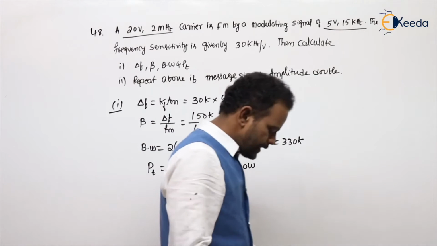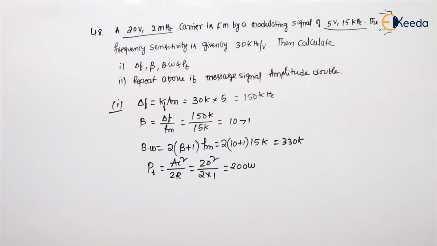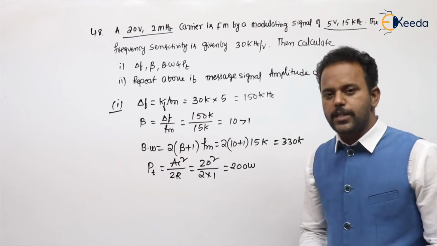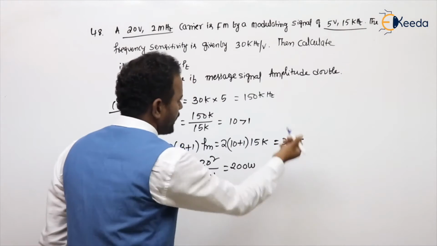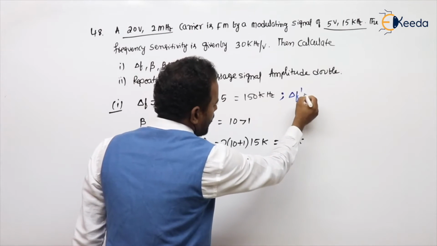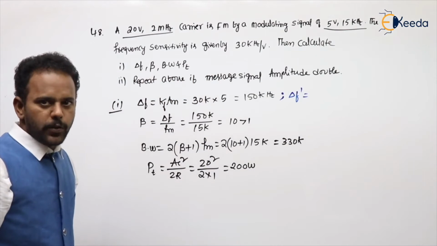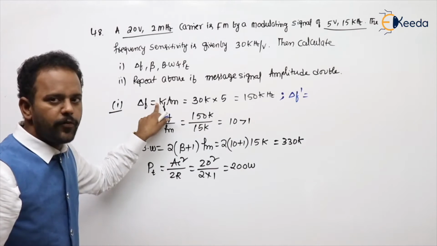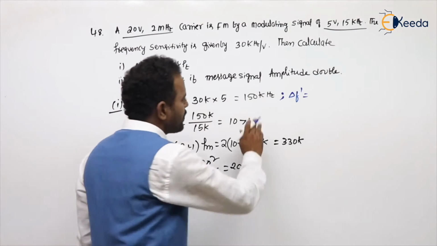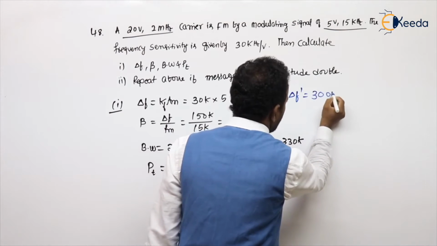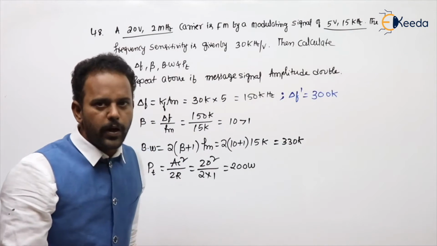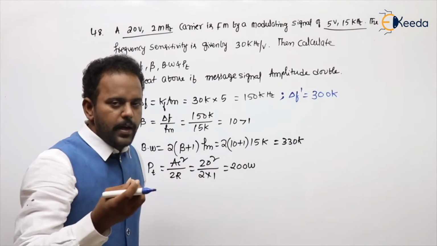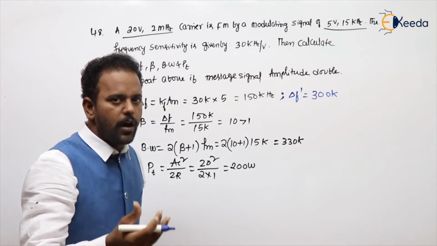Now what are they asking in the second problem? They are asking to repeat the above if the message signal amplitude is doubled. Now see what I am doing. New value, delta F dash. Amplitude of message Am is doubled. If Am is doubled, obviously delta F will also double. What is the previous value? 150. Now you will get 300. Apart from the values, the most important point to understand is that if Am, the message signal amplitude, is doubled, delta F, the maximum frequency deviation, also doubles.